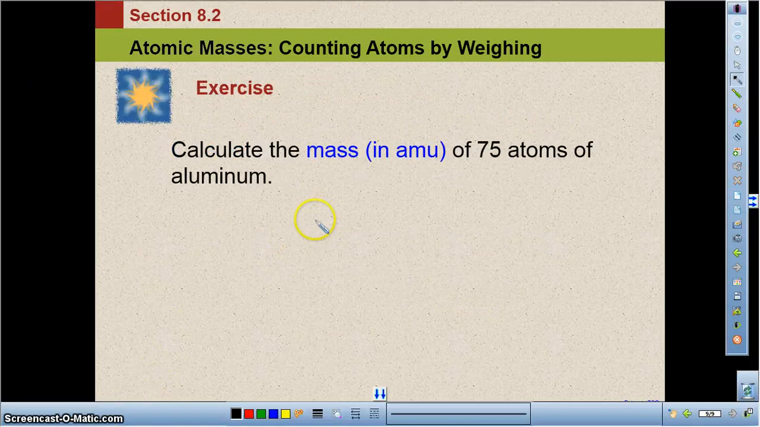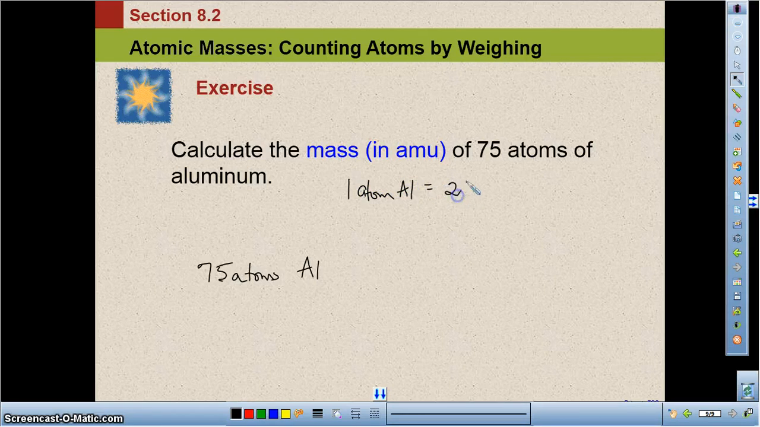Now let's look at an exercise that's going to help us with our homework. It says to calculate the mass in atomic mass units of 75 atoms of aluminum. So we're going to start with 75 atoms of aluminum. But I want to change that to atomic mass units, so I need a conversion factor. That conversion factor comes from the periodic table. So if you look up aluminum, you'll see that one aluminum atom is going to be 26.98 atomic mass units for one.